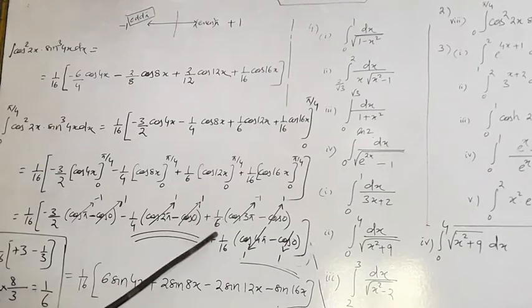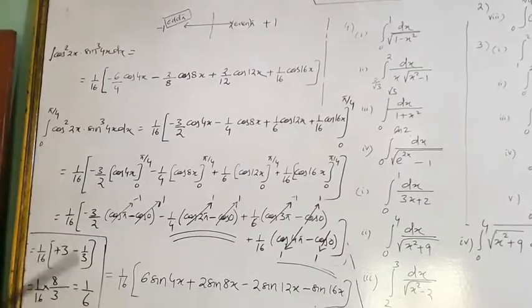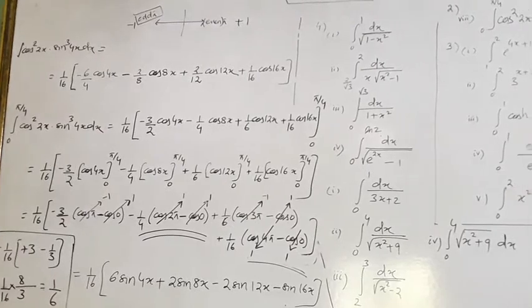Minus 2. 1 by 6 into minus 2. That is minus 1 by 3. And the result is 8 by 3. 1 by 16 into 8 by 3. Result is 1 by 6.